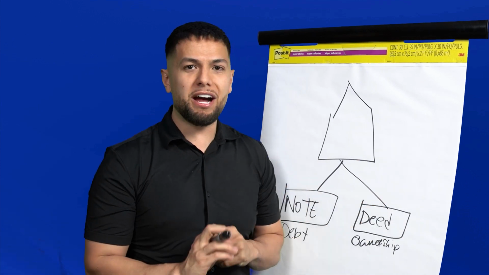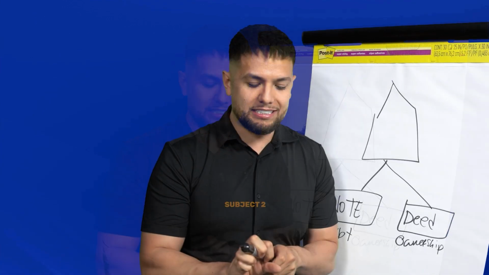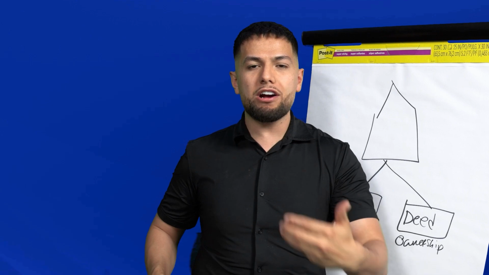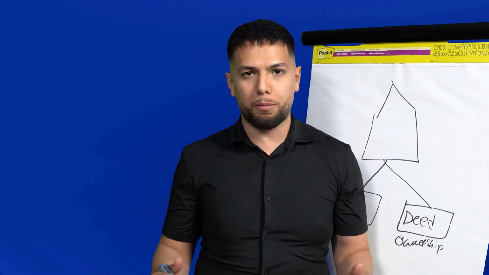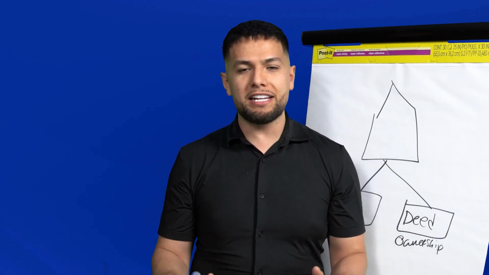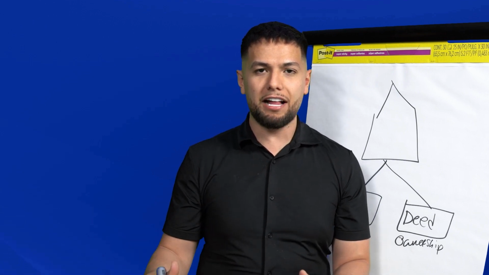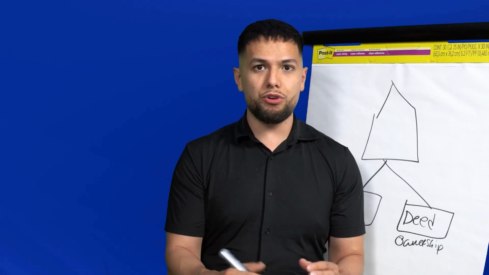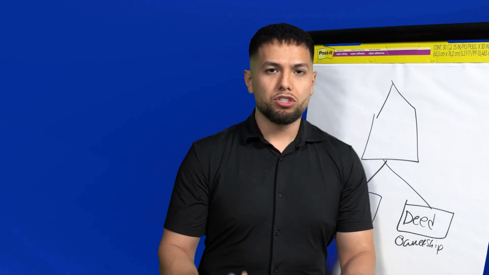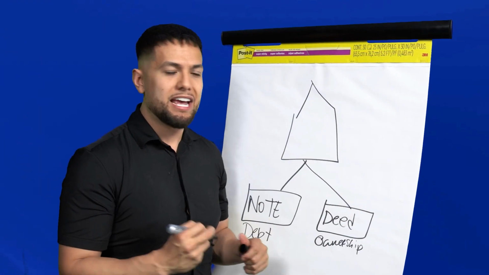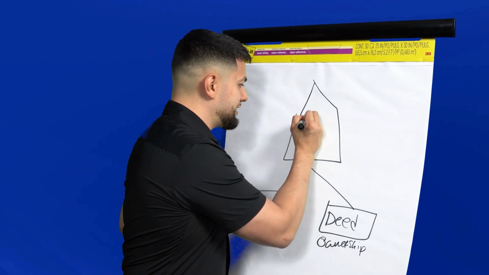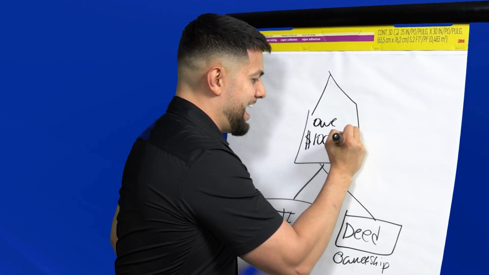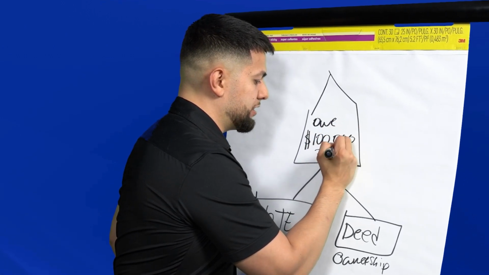So when you're talking about a subject to, ideally we are not notifying the bank. However, we are still going to go through title to make sure that we're protected, make sure that there's no other liens on the property, make sure the sellers are actually the sellers. There's different ways to go about this, but I want to teach it and show you as simply as possible. So for example, if there's this property and these people owe, let's say, $100,000 at a 3% interest.